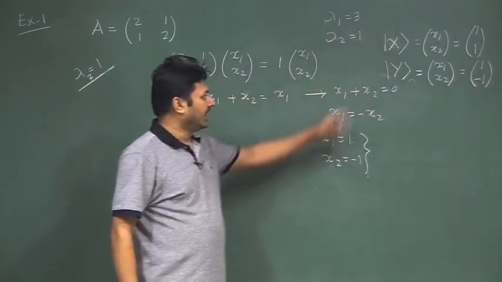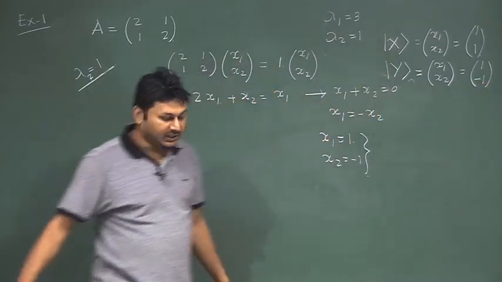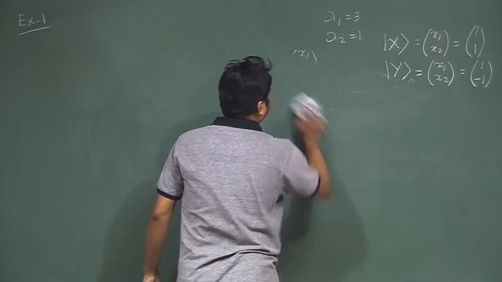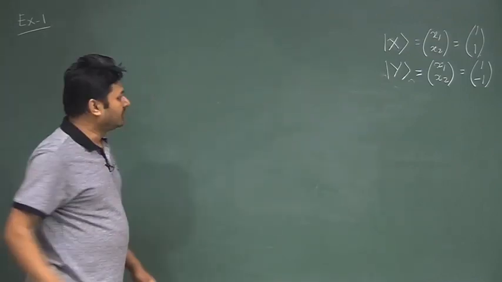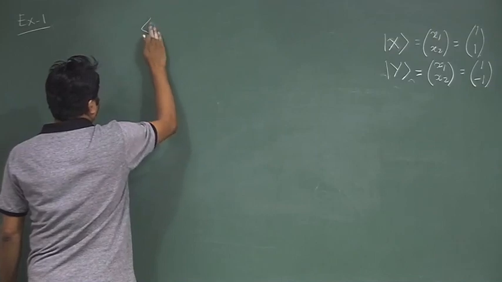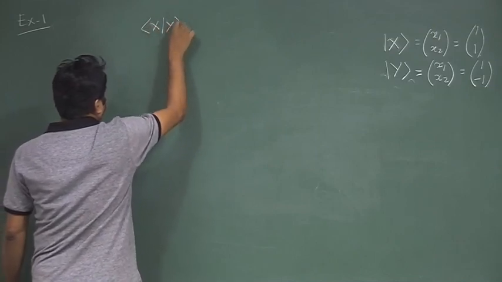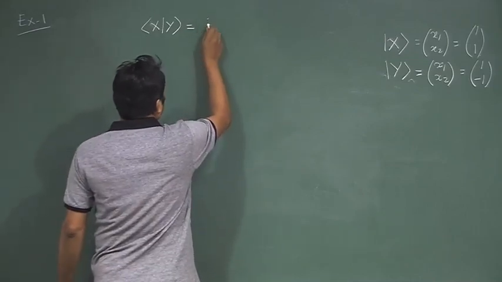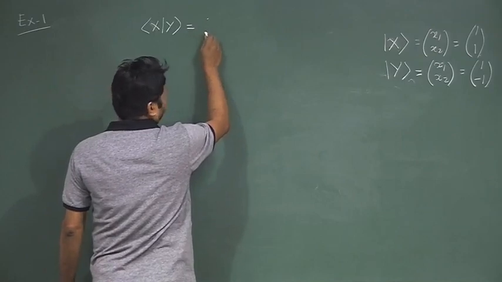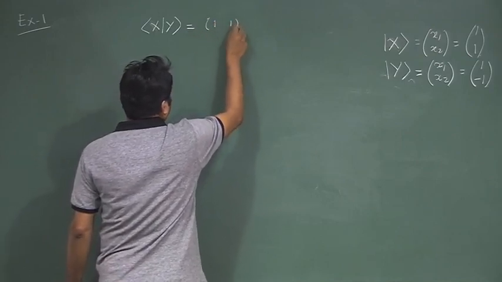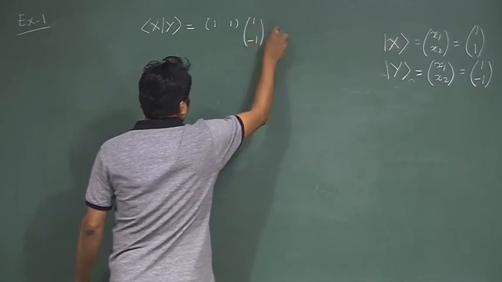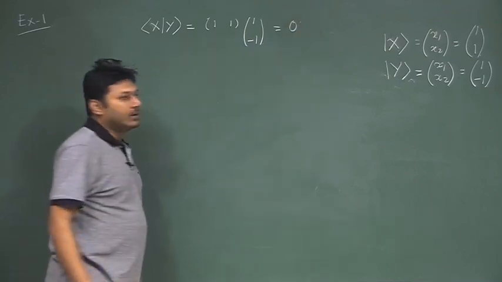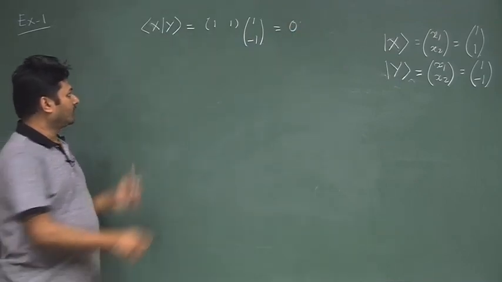I get 2 eigenvectors, big X and big Y. Now I need to quickly show that they are orthogonal to each other. It is simple. If I take big X dot big Y, it has to be 0. Big X is 1 1, and this is 1 minus 1. So the result is 1 into 1 plus 1 into minus 1, which is 0. So with that I prove that they are orthogonal.